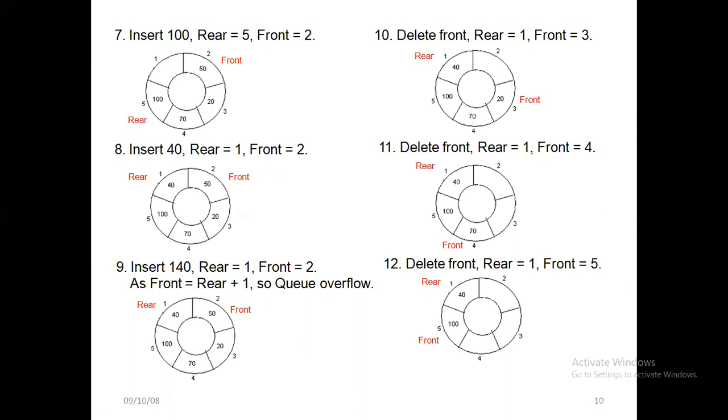So now see, insert 140. Now if I want to insert 140, what does it tell? It is overflow. When is the queue overflowed in a circular queue, can anybody tell? When will it overflow? When front is equal to rear plus 1. See here rear is there. Front is equal to rear plus 1. So 1 plus 1, 2. So the queue is overflow.